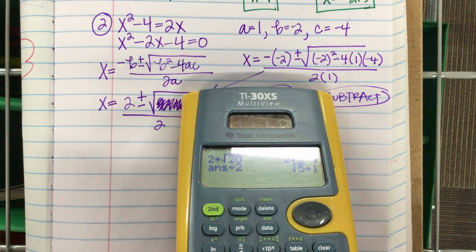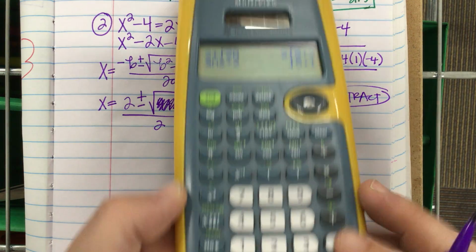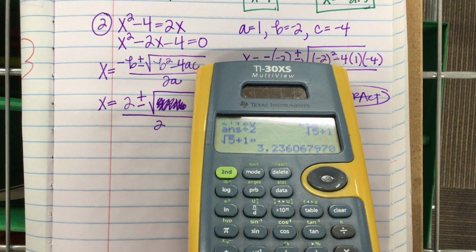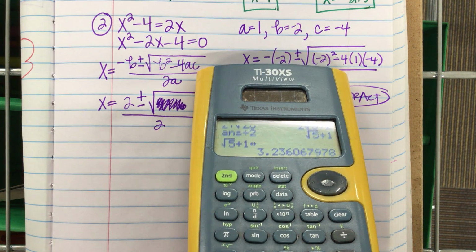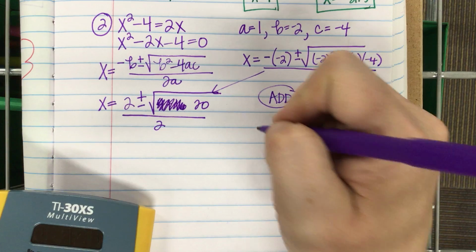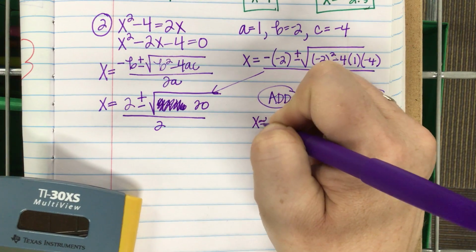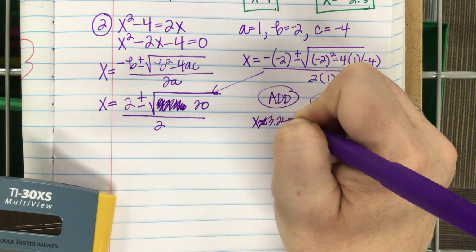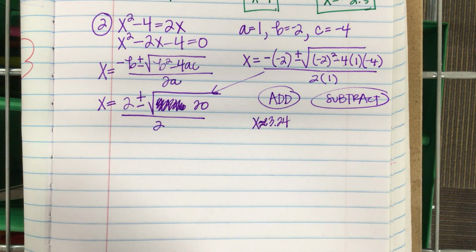I don't know what that means. Can I fix that? Yeah, you just press the 2 little arrows, the conversion button. So what are we going to put? We're going to round to the nearest hundredth. X is approximately, squiggles, not equals, 3.24, because I rounded.